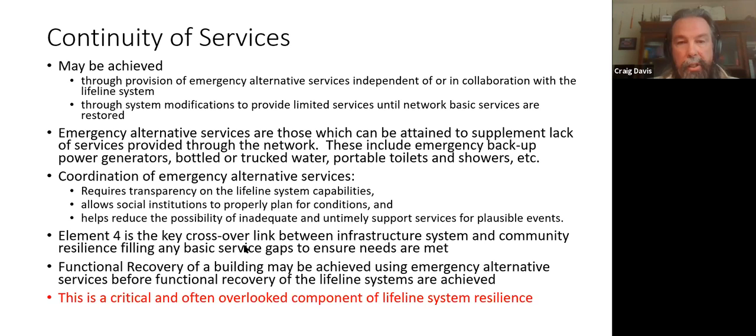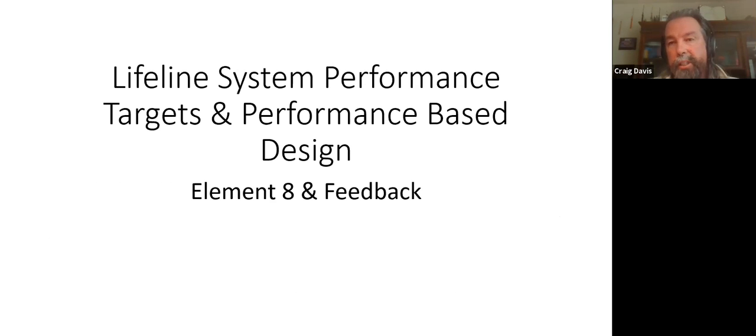Element 4, as I mentioned earlier, is a key crossover link between the infrastructure system and community resilience, filling the basic service gaps to ensure all the needs are met. Functional recovery of a building may be achieved by using emergency alternative services like electric power generators built in. And this is a critical and often overlooked component of Lifeline system resilience. You can't claim that you have a resilient system if you're not really addressing it.